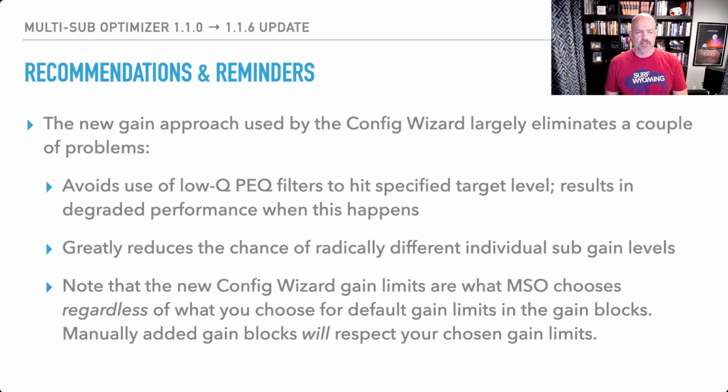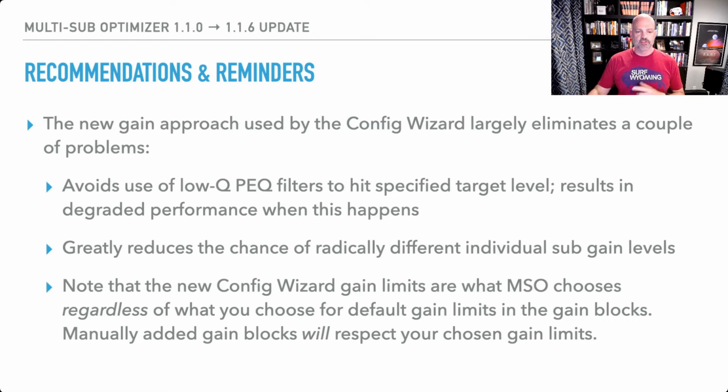I mentioned this when we talked about the gain blocks, but the new gain approach really does solve a couple of really common problems. It keeps you from burning PEQ filters to try to hit a higher or lower target level. It really reduces the chance of having radically different individual sub gain levels, which is pretty important. But it's also important to note that the gain block values of plus or minus 6 dB are what the wizard is going to use, right?